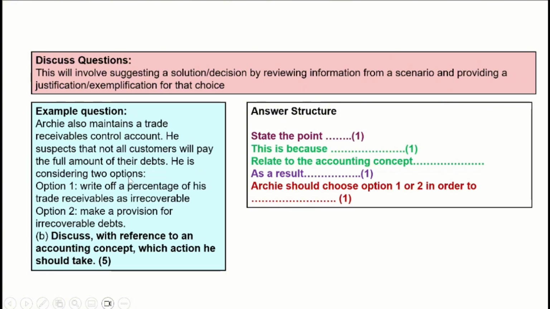He is considering 2 options, and the first option is to write off a percentage of the trade receivable as irrecoverable debt, or option 2, to make a provision for irrecoverable debt. The question is to discuss with reference to an accounting concept which action he should take. Your answer structure should be: state the point, this is because, relate to the accounting concept, as a result, and then the final decision. Archie should choose option 1 or 2 in order to continue your answer.